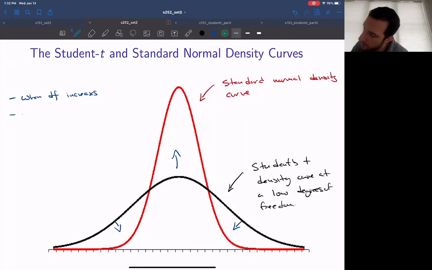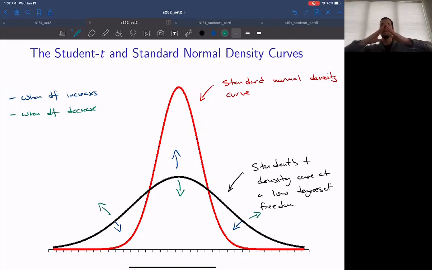And then when DF decreases, we have the opposite effect. So when the degrees of freedom gets smaller or the sample size gets smaller, your tails basically push out and the peak comes down. So the idea is, especially for lower sample sizes, the student's t curve is kind of protecting you from the fact that you do not know the population standard deviation.